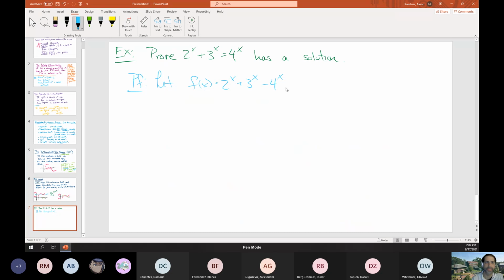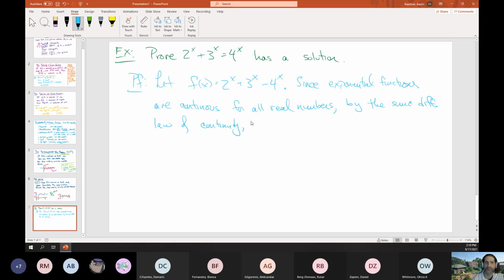So if I look at this function, I can first say that it's continuous for all real numbers by saying: since exponential functions are continuous for all real numbers, by the sum and difference law (abbreviate difference as diff), law of continuity, f of x is continuous for all real numbers.